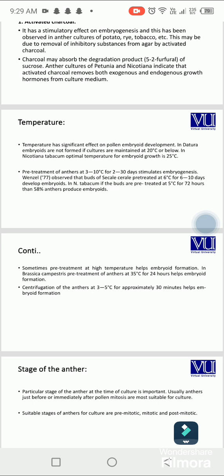Wenzel 77 observed that buds of Secale cereale pre-treated at 6 degrees centigrade for 6 to 10 days develop embryos. If the buds are pre-treated at 5 degrees centigrade for 72 hours, then 58% of anthers produce embryos.